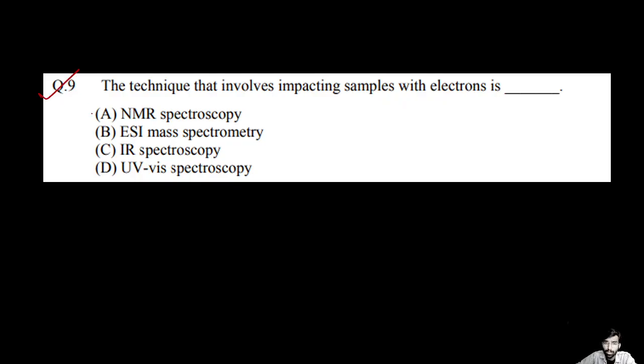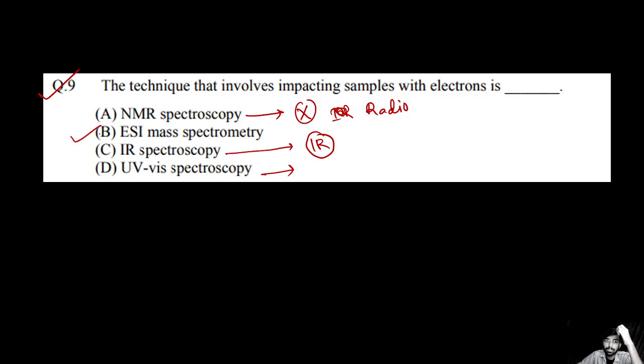The technique that involves impacting samples with electrons is NMR? Here we are using no electron. It's all about radio waves. ESI, we'll check it later. IR spectroscopy, nothing, it's all about IR. UV visible, here we can't say there is some direct implication of electrons. So in ESI mass spectrometry, we will learn in the mass spec class, we have to use electrons. So ESI mass spectrometry you have to use electrons.